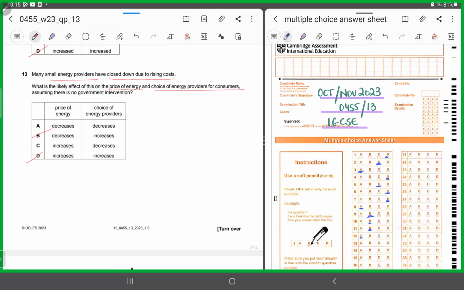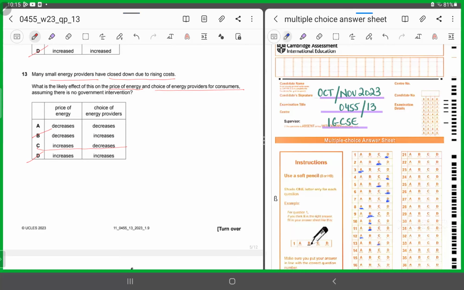Now let's look at the other part of the table. The first part of the table says, what about the price of energy? Now, when the choice of energy providers is decreasing, this means you've got less sources of energy available. So you've got less options available. So the price of energy should rise, right? The availability of suppliers is decreasing. So the price of energy is rising because the number of suppliers is reducing. So hence, for 13, it has to be C.